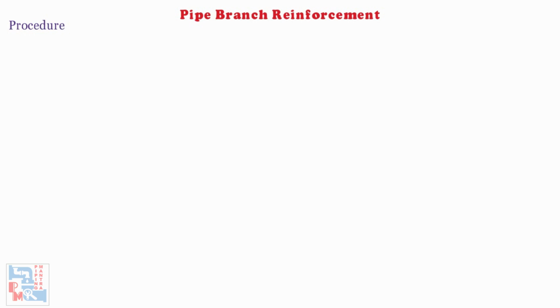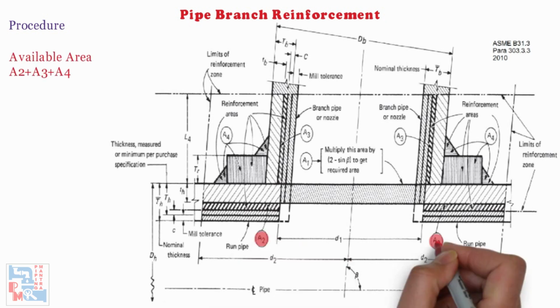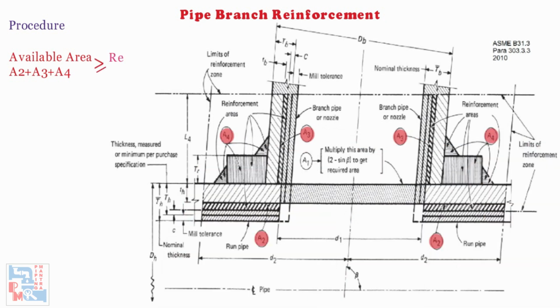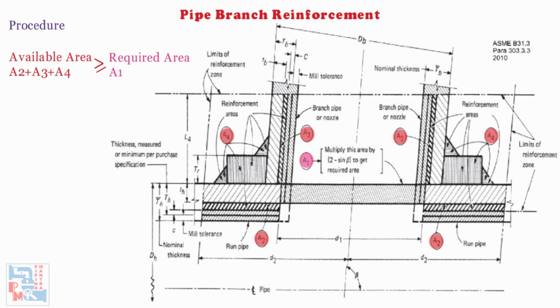Added reinforcement is required to meet the criteria as per the image shown on your screens. The available area A2 plus A3 plus A4 shall always be greater than the required reinforcement area A1. That is, A2 plus A3 plus A4 must always be greater than or equal to A1. If the above criterion is not met, then reinforcement is required. Further, we will see details of the calculation of all areas like A1, A2, A3 and A4.